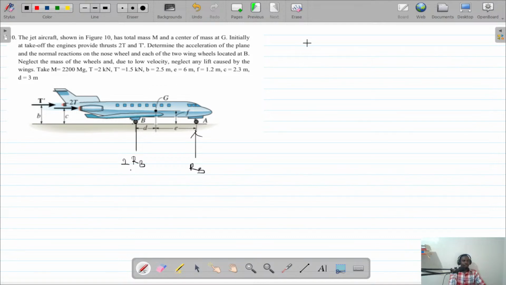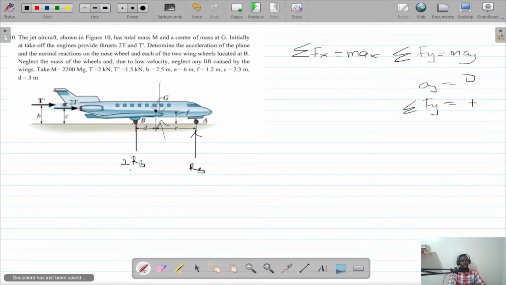We know the sum of forces in the x direction should be equal to MAX. Sum of forces in the y direction should be equal to MAY. But in the vertical direction, there is no motion, so AY is equal to 0. So the sum of forces in the y direction should be equal to 0. And for equilibrium, since we are not expecting the airplane to be rotating while it is on the ground, the sum of moments about any point should be 0. Now I'm going to choose G, because if I don't choose G, then the inertial force, which is MA, will also come into the equation.